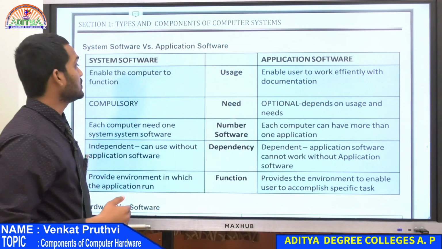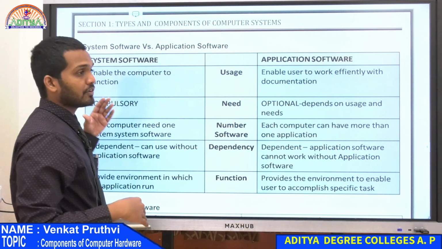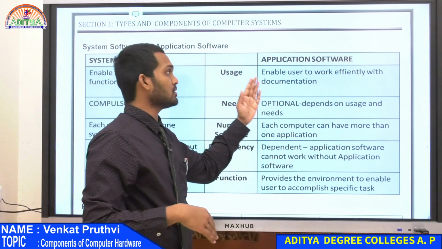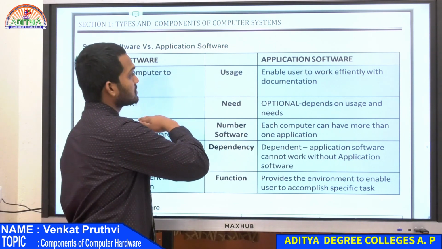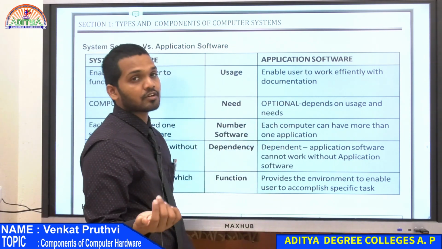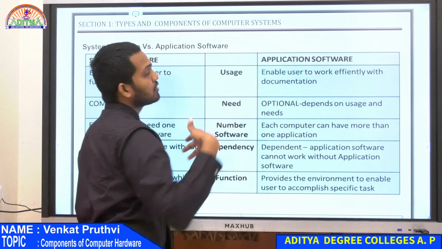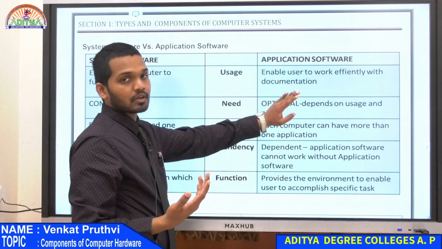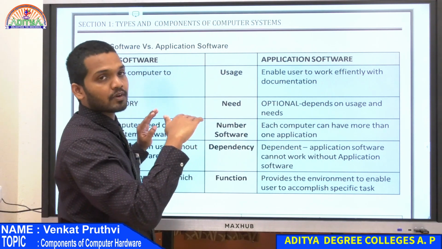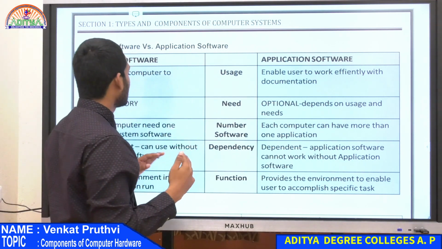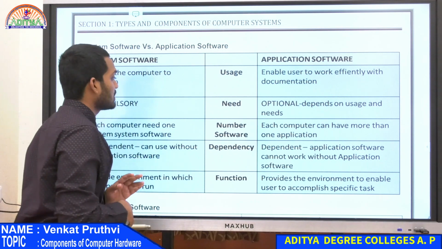Okay. So without the system software, you cannot run the application software. That is the first thing. And even if you only have the system software and you don't have the application software, then also you won't be able to get the required task done. So these two are very much important and required in order to complete a task for the user. Okay, specific task for the user.